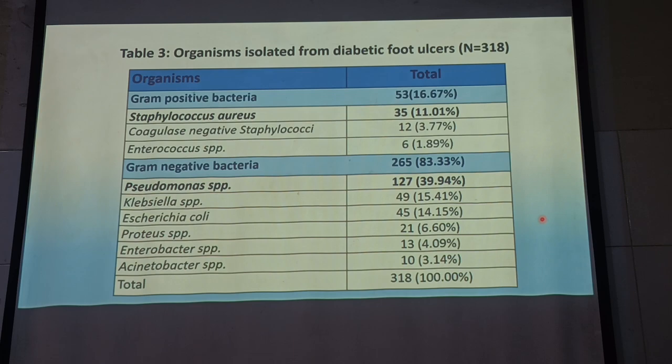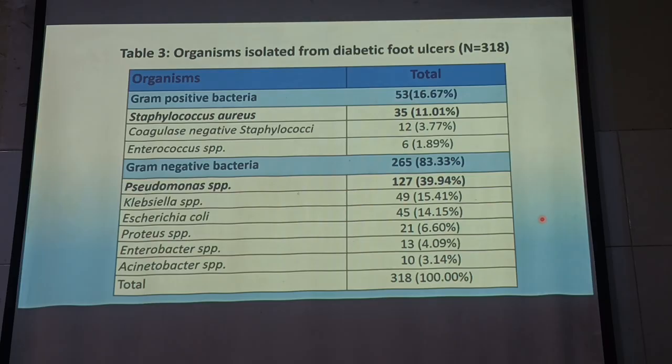Table 3 shows the organisms isolated from diabetic foot ulcers. Gram-negative bacteria are more prevalent than Gram-positive bacteria. 83.33% are Gram-negative bacteria and 16.67% are Gram-positive bacteria.